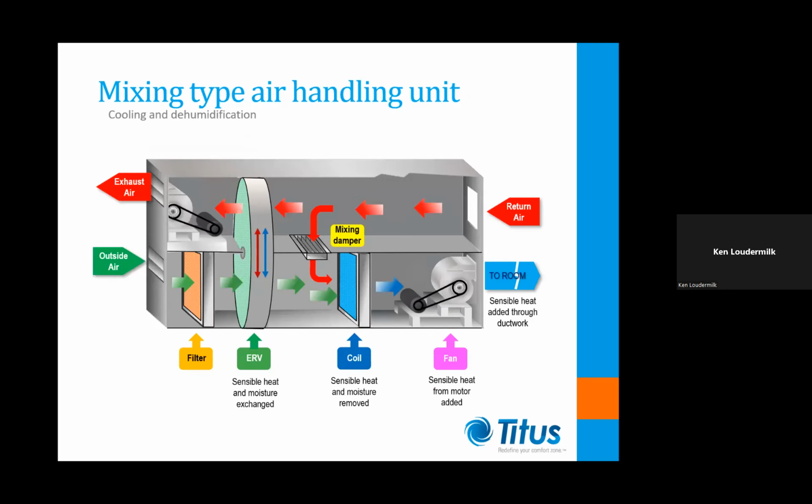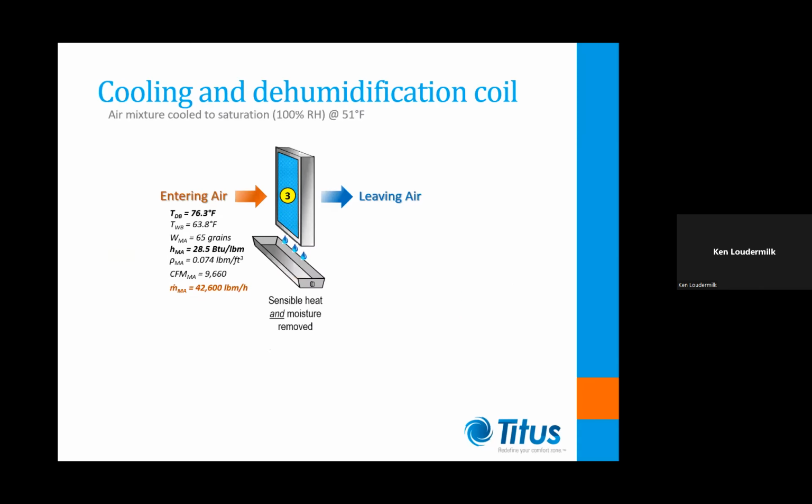Once the outdoor and return air have been mixed, they enter the cooling and dehumidifying coil. Here the mixture is cooled to its designed discharge air temperature, which will be responsible for providing the required sensible and latent cooling to the spaces the air handling unit serves. As the air passes through the coil, its dry bulb temperature is reduced. When the mixture's dry bulb temperature drops below its dew point temperature, moisture begins to be removed in the form of condensate.